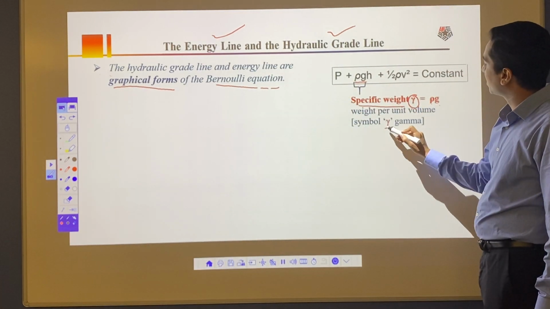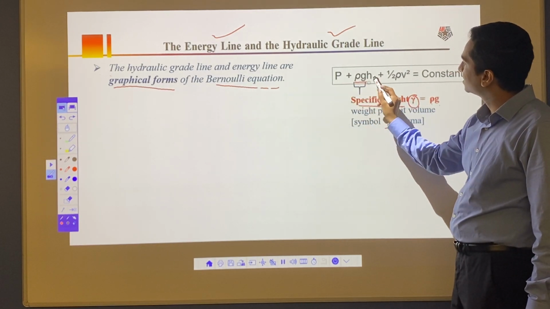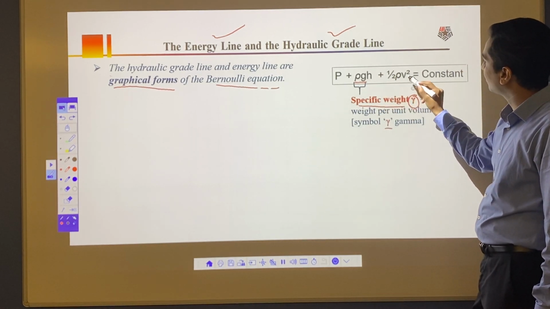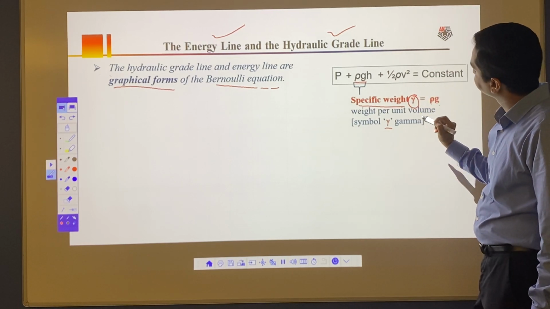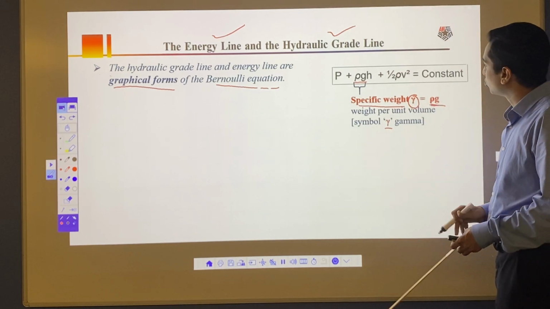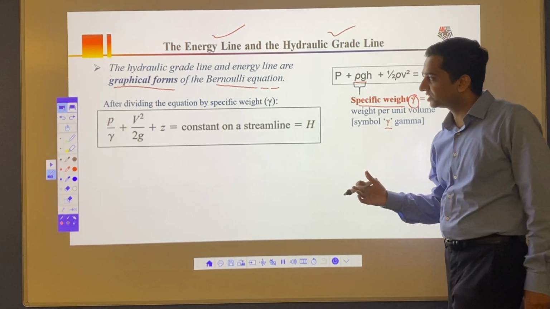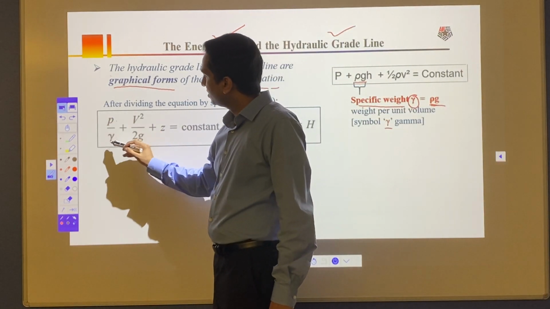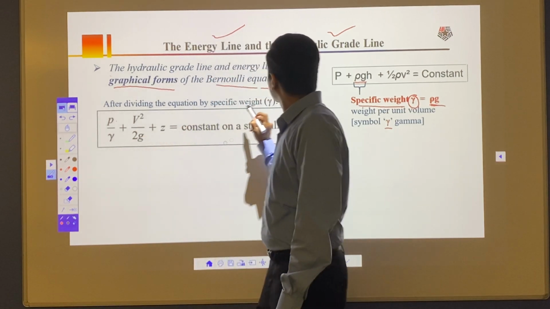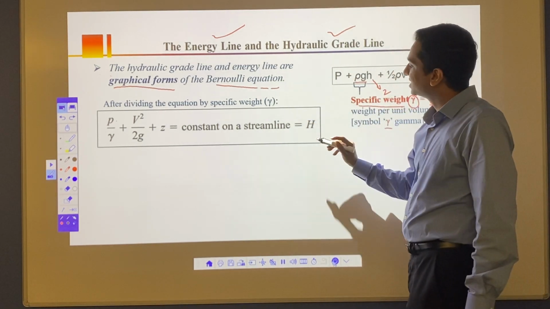divide this equation by gamma, or rho g, and if I do that, this will become p by gamma, or p by rho g. The rho g will cancel here, this will become just h, and this one will become 1/2 v square by g. Let's do that. Let's divide this equation by rho g. If I do that, I get another form of Bernoulli's equation: p by gamma, or p by rho g, v square by 2g, and z. So instead of height, I'm going to call it z. That's my elevation.